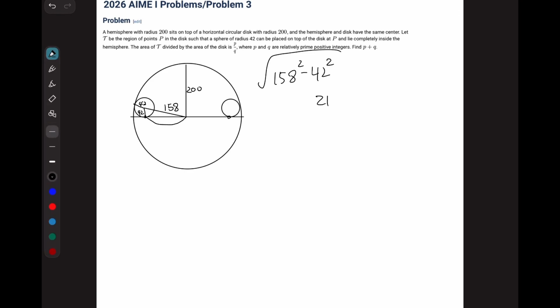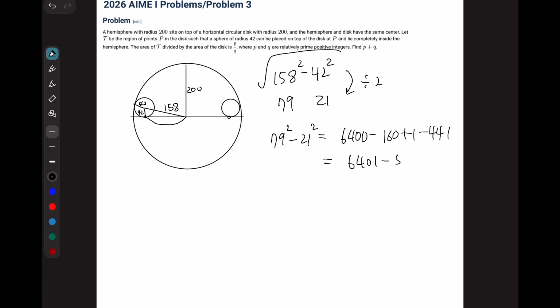Scale it by 2 over 1. Now 79 squared minus 21 squared is 6400 minus 160 plus 1, minus 441, and that is equal to 6241 minus 441, and that is equal to 5800.